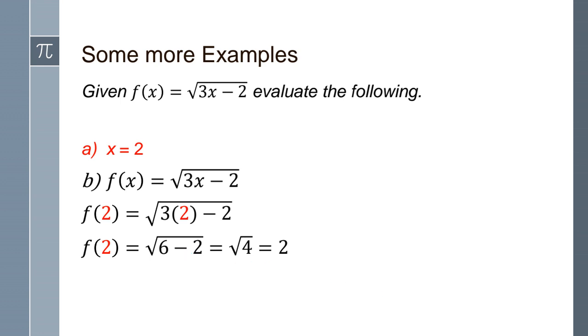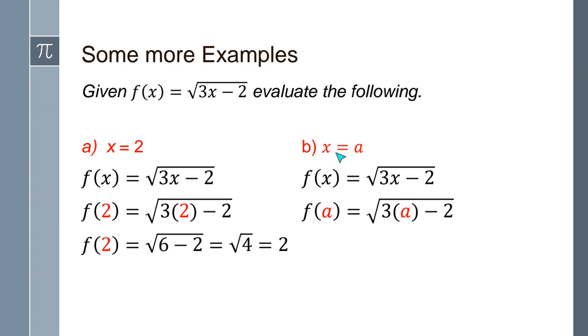Okay, what about over here? Here we have x is equal to a. It doesn't matter if you have a number, a variable, or a picture of something, you're just going to plug it in here for x. So x here is a, so anywhere I see an x, I'm going to replace it with a. So 3 times a is 3a, minus 2. There's nothing else I can do here, so that would be my answer.